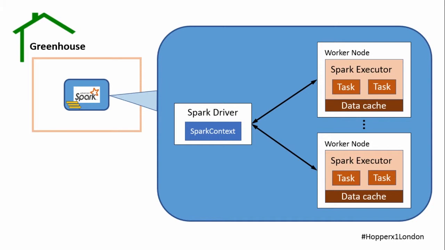In this close-up, we have a 2-executor Spark cluster with 4 cores in total, but in practice, we run Spark clusters that have many more executors and hundreds of cores.